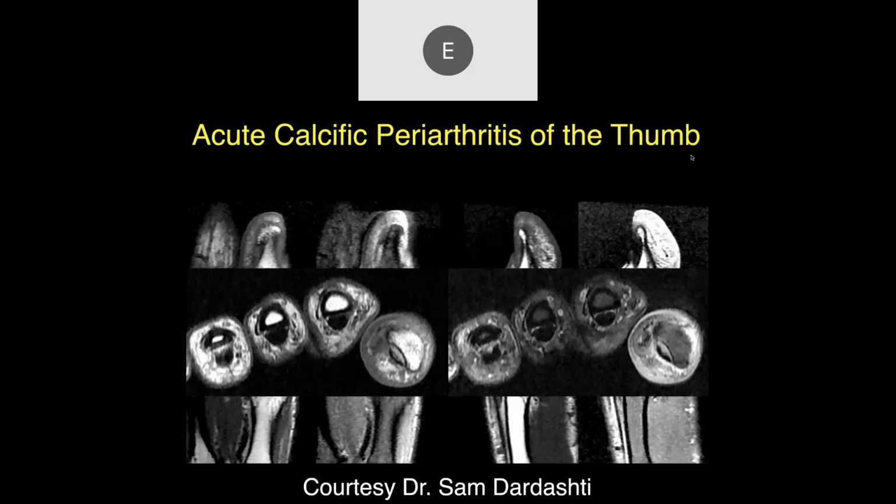Calcific. Okay, so this is something that you haven't seen much of, but is in the literature, which is acute calcific periarthritis of the thumb. It's probably similar to CPPD deposition, and it's probably from overuse and repetitive injury to the IP joint.